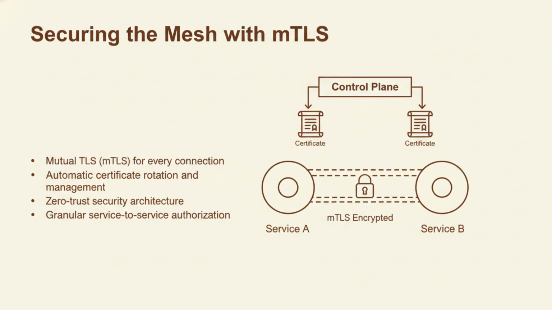In a distributed system, the traditional castle and moat security model is no longer sufficient. We must assume the network is untrusted. A service mesh provides a zero-trust environment by implementing mutual TLS, mTLS, by default. The control plane manages the issuance and rotation of certificates for every service. When service A talks to service B, the sidecar proxies handle the handshake, ensuring that both services are authenticated and that the data in transit is encrypted. Furthermore, the mesh allows you to define granular authorization policies, specifying exactly which services are allowed to talk to one another, significantly reducing the blast radius of a potential security breach.